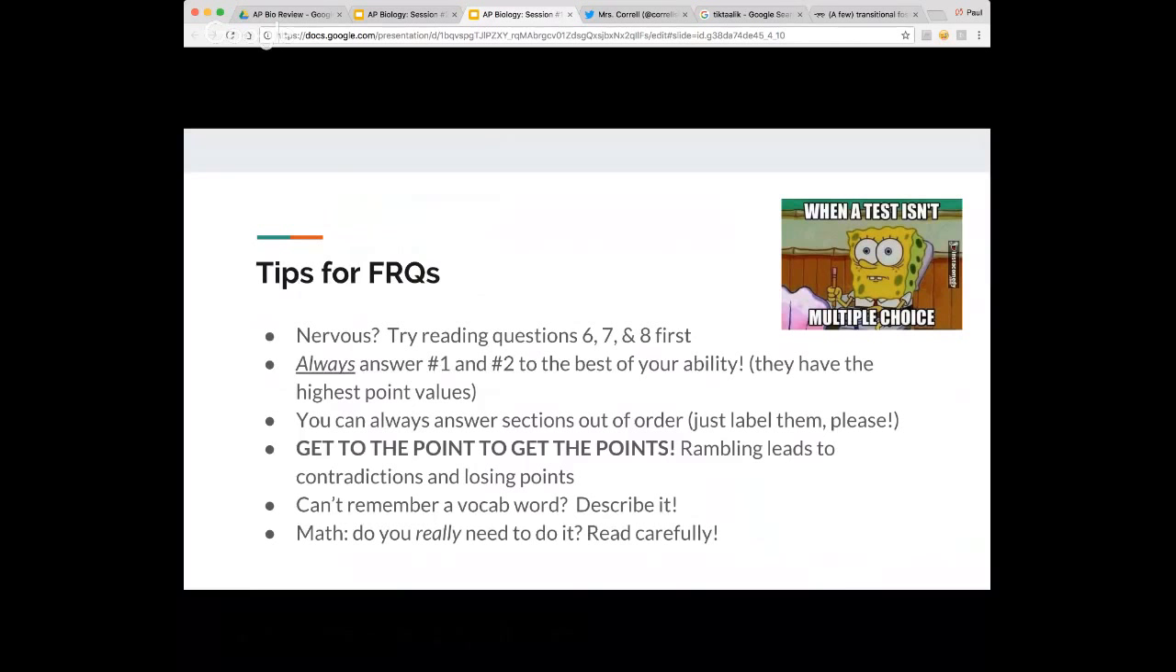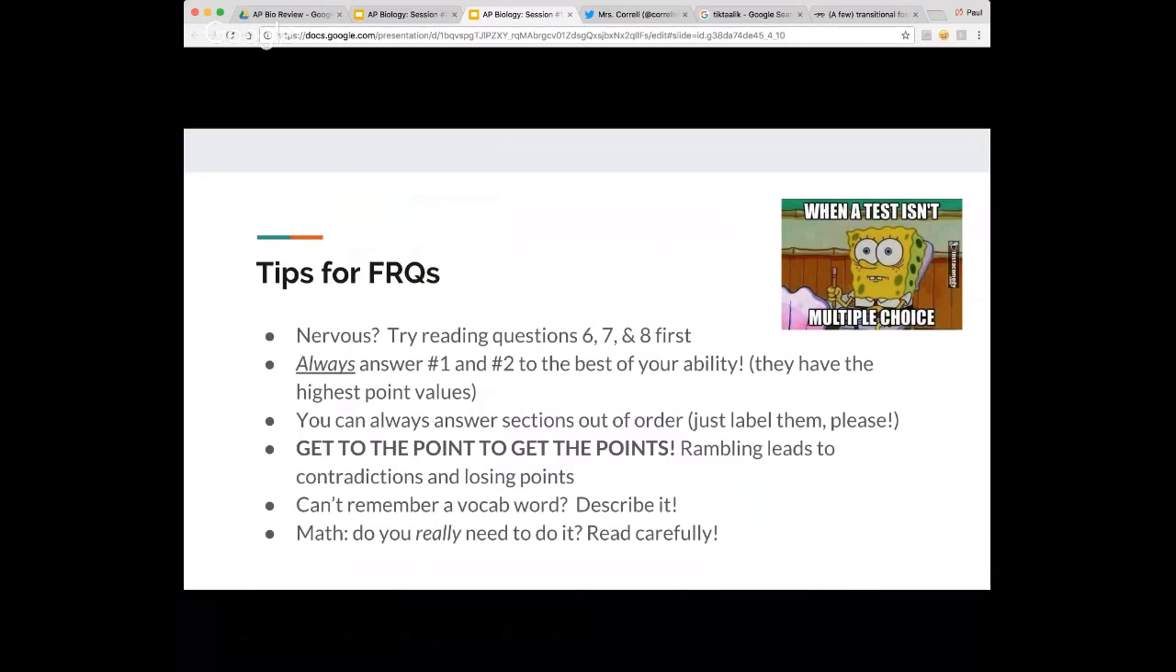So other things, you can always answer any section of the free response out of order. No one cares. It's fine. Just make sure that you label the free response. Write A parentheses, B parentheses, something, so that the reader has some clue where you're supposed to be starting. Each question has its own page to write on, or pages in some cases. But as long as you're within that couple of pages that you're allowed to write, you can start A, B, C, D, E. It doesn't matter. Just make sure you're clear where you're starting.